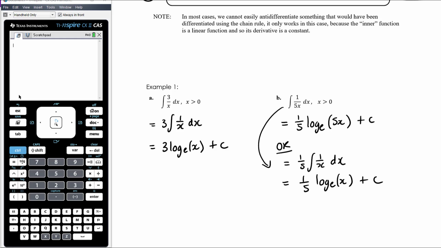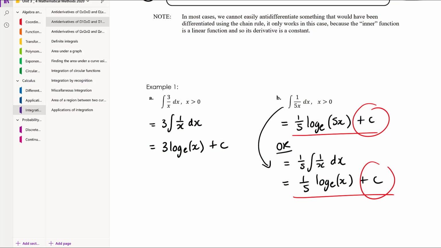Now for this question, both of these answers are correct answers. If we then had information about, for example, when x equals 1, y equals something, we could then find the value of c, and we would get different values of c. This second one would involve log e of 5 somewhere, so that it would actually combine together with the log e of x to give you log e of 5x.